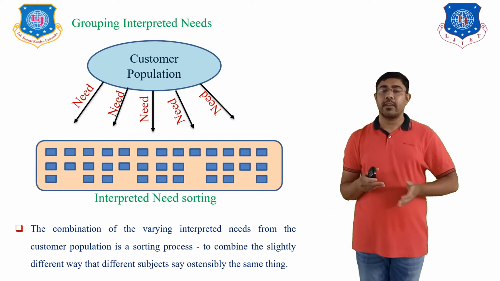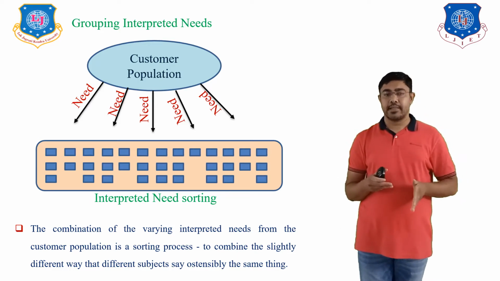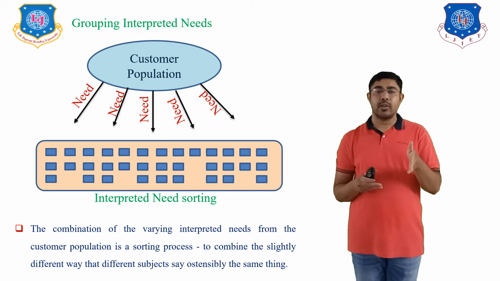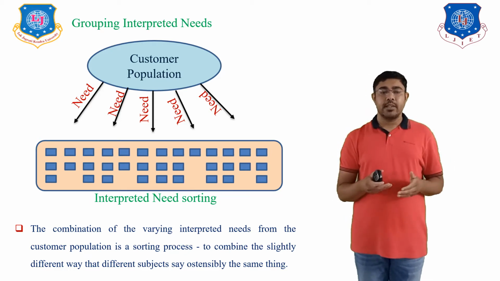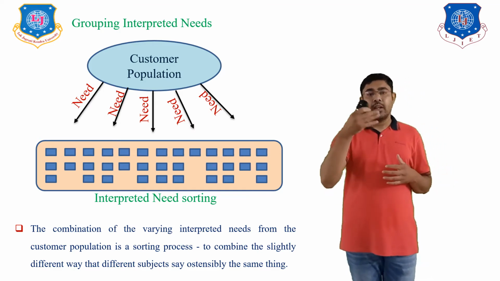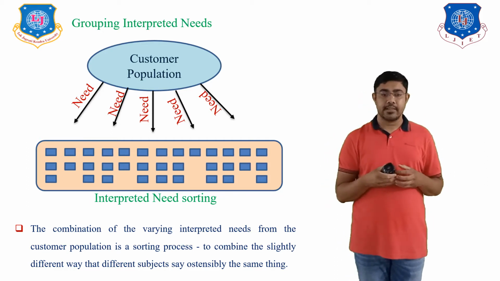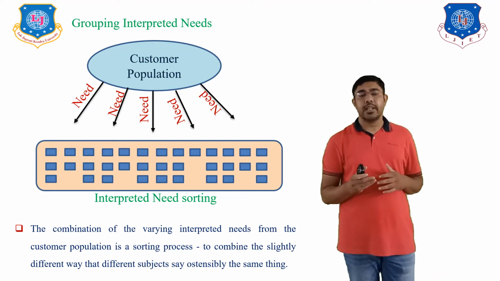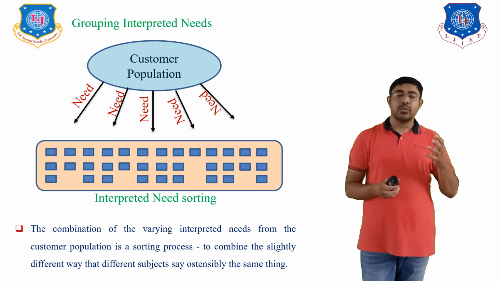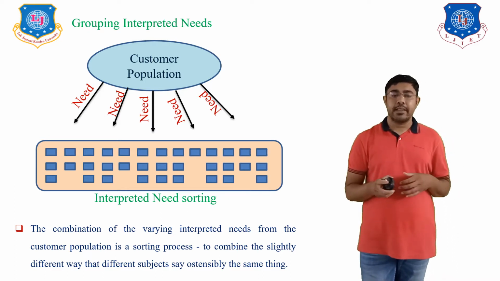There are different columns, and for particular similar needs we use the same column. So there are different columns which contain the same or nearly similar interpreted needs. These are the sorting methods to make the grouping, combining the varying interpreted needs which we get from the entire customer population. The combination of varying interpreted needs from the customer population is the sorting process, and to group the interpreted needs, we use the affinity diagram method.